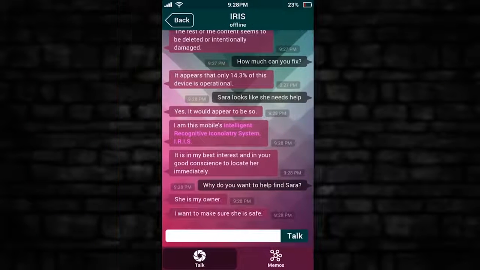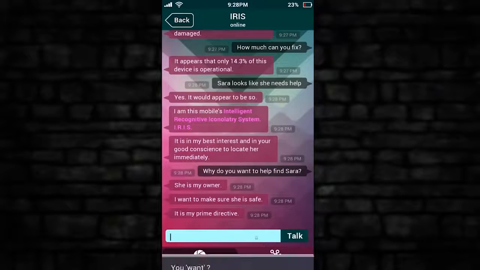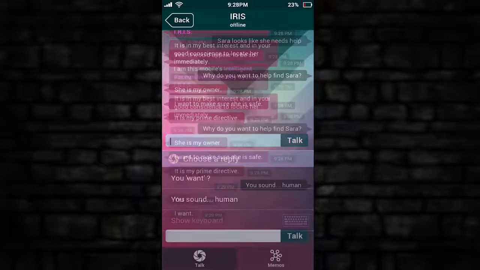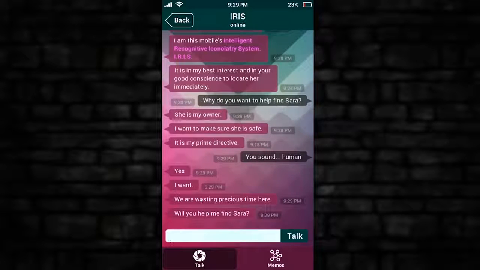Except that the inspiration for Iris isn't anywhere near smart enough to do half of what this app is capable of, and it expresses what seems like emotion based on its prime directive, claiming it has wants after being challenged about sounding human. It wants to find Sara, the phone's owner, and encourages you to find the truth about what's happened to her, which is funny coming from an AI that doesn't come across as trustworthy at all.